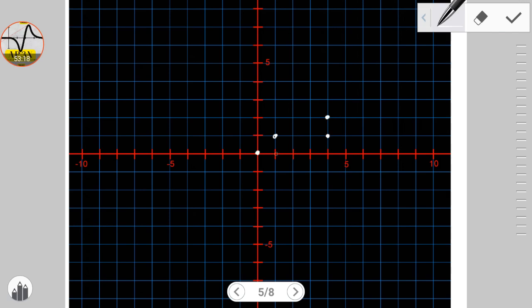And let's go ahead then and plot (1, 4). So that's 1 to your right, 4 up, 1, 2, 3, 4. So then we end up with this particular type of shape here. Let's just draw that.